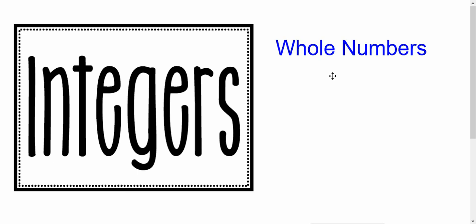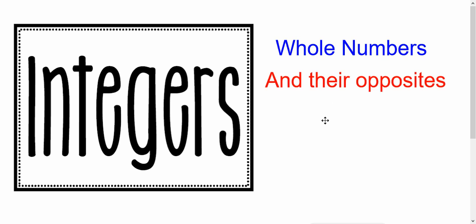In this lesson, we're going to talk about integers and how to do various operations with them, starting with adding and subtracting. But first, let's talk about what an integer is. So integers are whole numbers and their opposites.